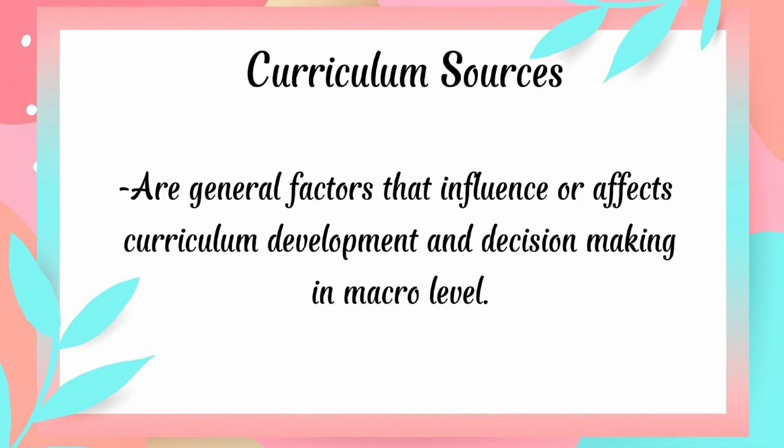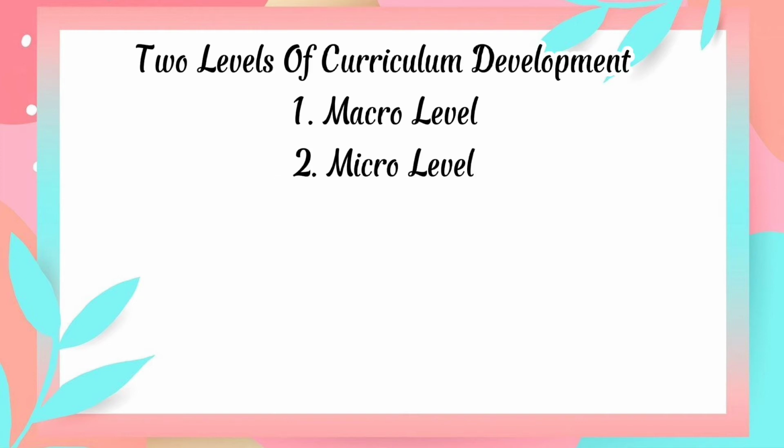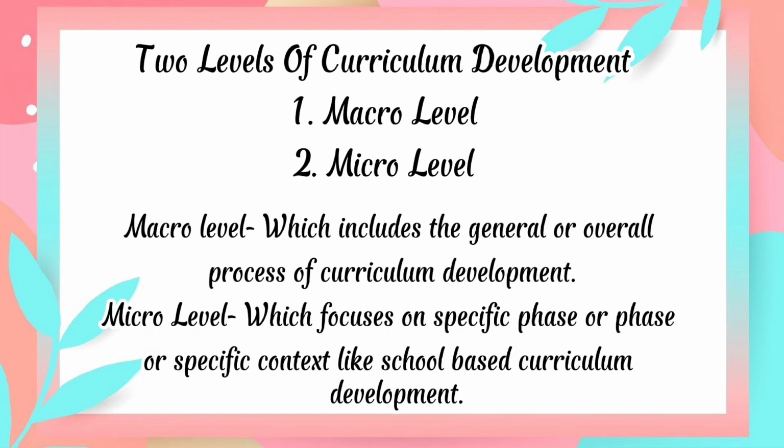Curriculum sources are general factors that influence or affect curriculum development and decision-making at the macro level. There are two levels of curriculum development: the macro level and the micro level. The macro level includes the general or overall process of curriculum development. The macro-level goals are often key educational objectives that are multidisciplinary and can be achieved in many different ways.